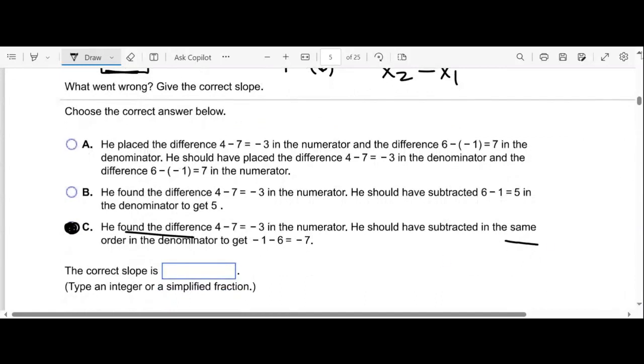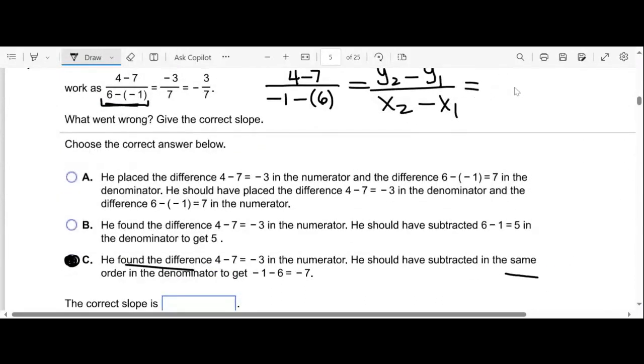The correct slope is what? Negative 3 over negative 7, which is what?